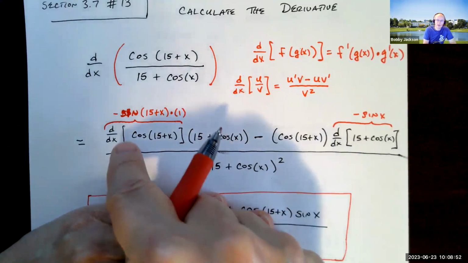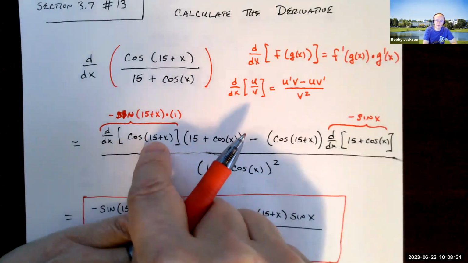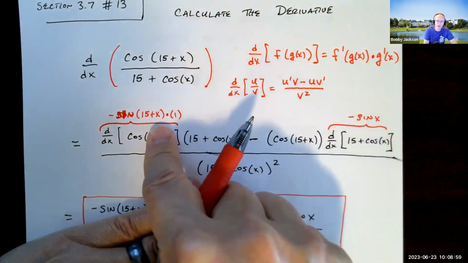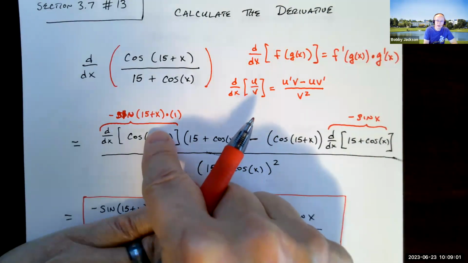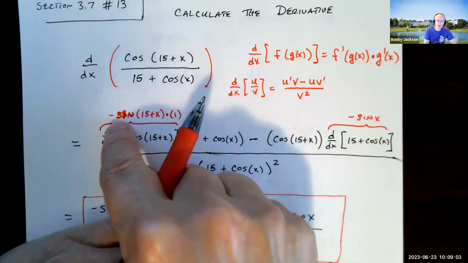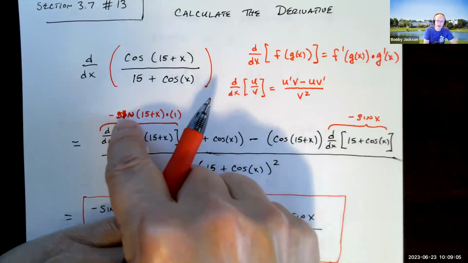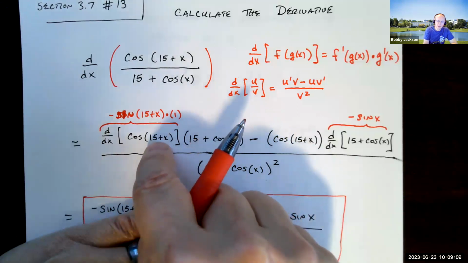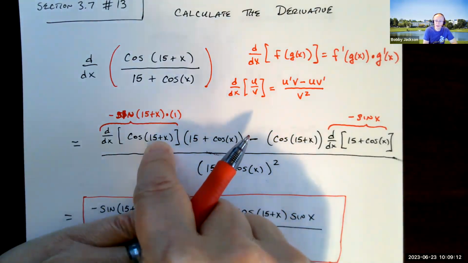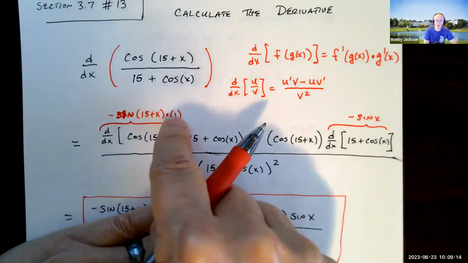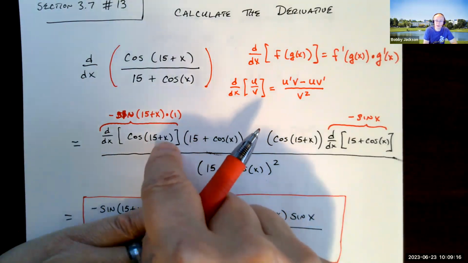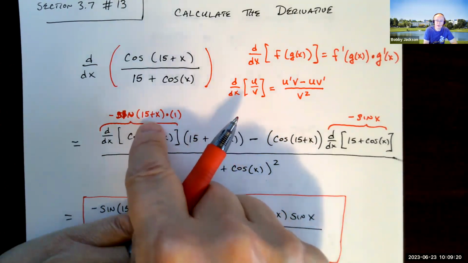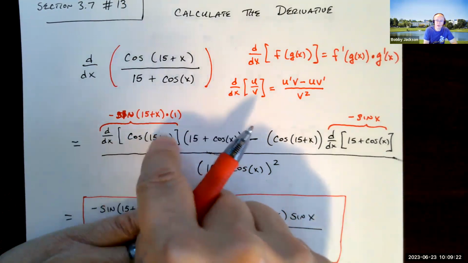Okay. Now, when I take the derivative with respect to x of cosine of 15 plus x, it's going to be the chain rule. The outer function is cosine, the inner function is 15 plus x. So the derivative of the outer function cosine is, sorry, that looks messy, negative sine of the quantity 15 plus x, times the derivative of the inner function. But the inner function is 15 plus x. What's the derivative of 15 plus x? It's just 1. Derivative of 15 is 0, derivative of x is 1. So we just get negative sine of the quantity 15 plus x for all of this.